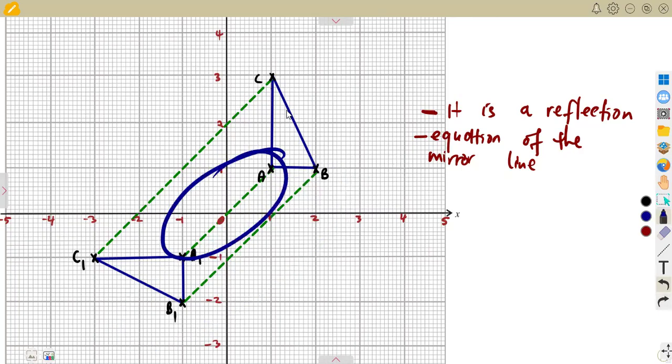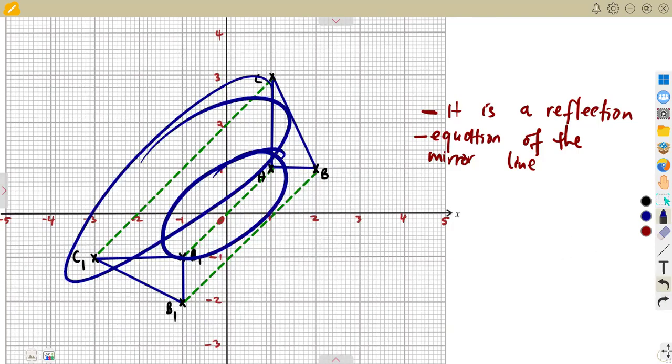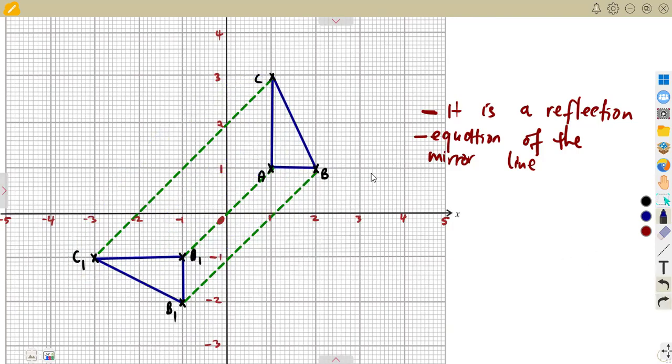By bisecting any of these combinations, is it A to A1? Is it B to B1? It's a choice. So in this case, I'm going to take A to A1. Okay, let's bisect. You bisect any combination of your choice. That line is going to pass through the same line. So in this case, I'm going to bisect A to A1.